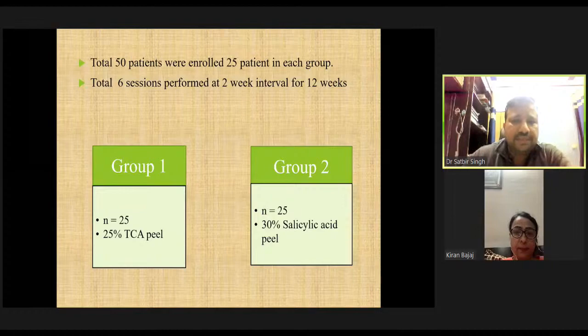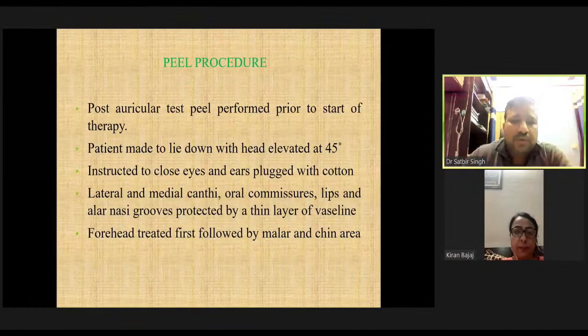A total of 50 patients were enrolled, with 25 patients in each group. A total of 6 sessions were performed at 2 weeks interval for 12 weeks. A post-auricular test peel was performed prior to starting therapy.